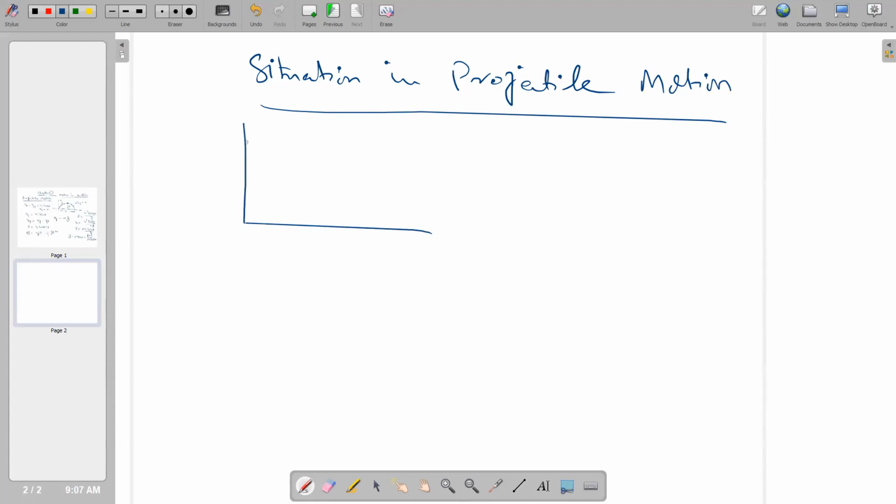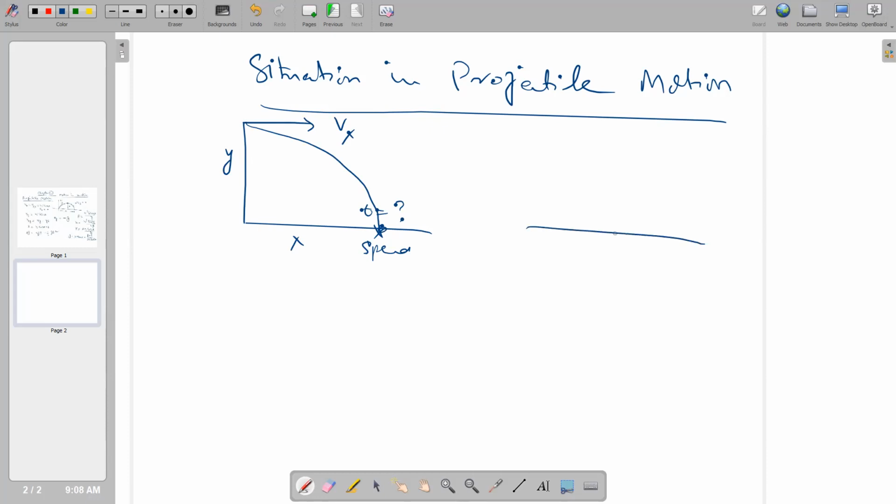If this is a tower or a building or any vertical height, the ball or the object is thrown horizontally. Then the ball will come down like this, and this is y and this is x. You can find here the time, and you can find the speed or the velocity at this point. One situation is this one.